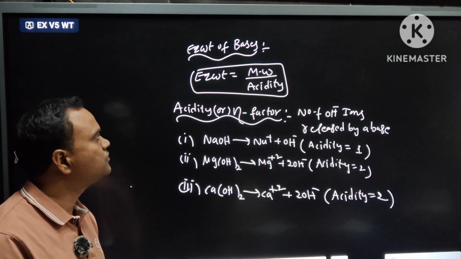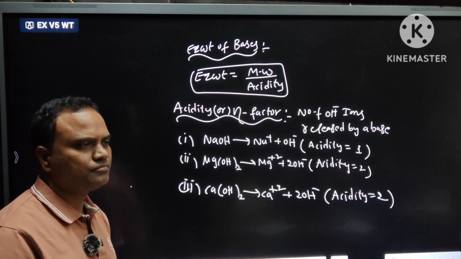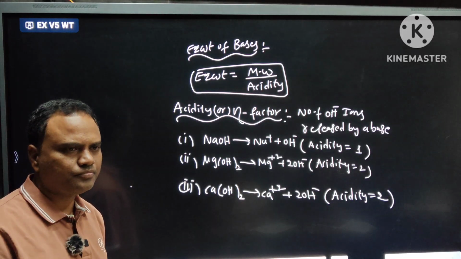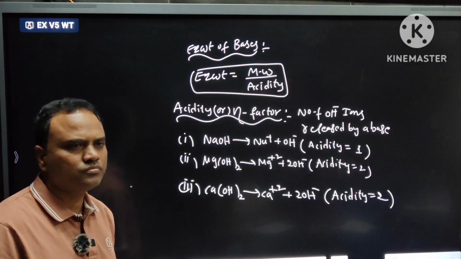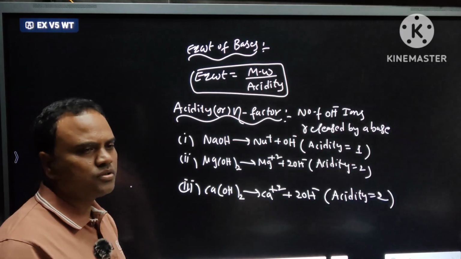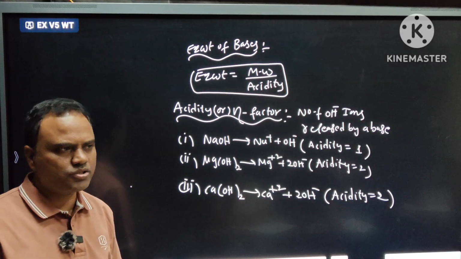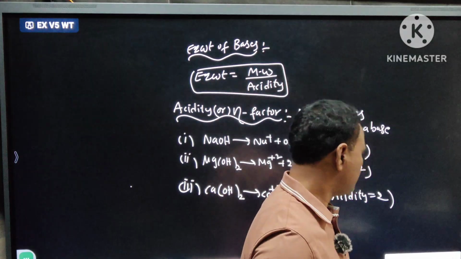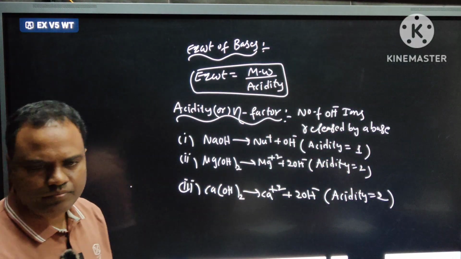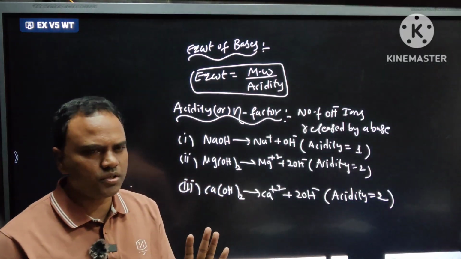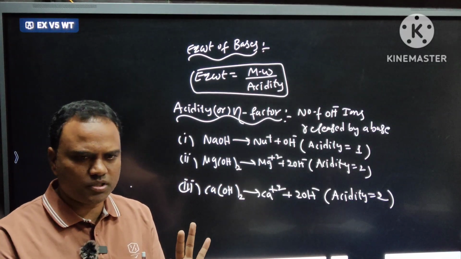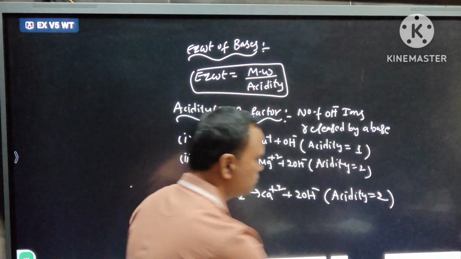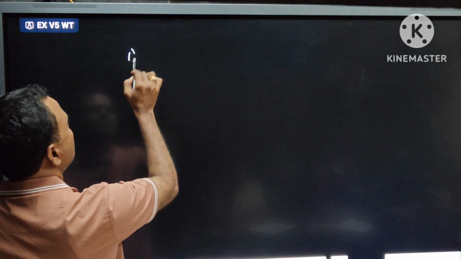Acidity of base is the number of OH minus ions released. Okay. Note down the formulas and learn by next week. I'll give you all the normality formulas. Note down all the formulas. How many concentration terms were finished? 4: weight percent, weight volume, molarity, normality.